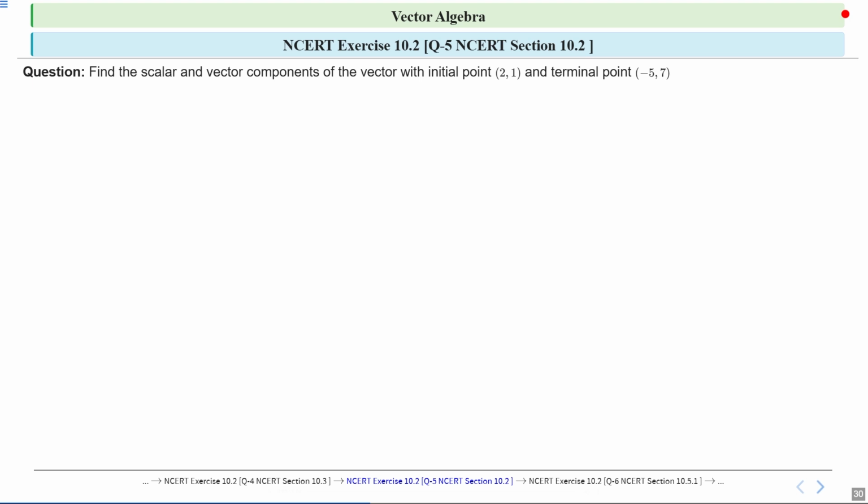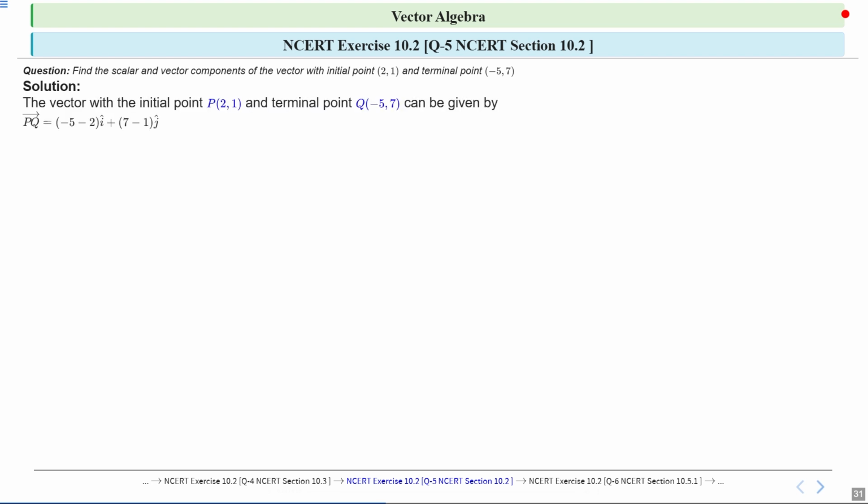Next, NCERT exercise 10.2 question number 5, which says: find the scalar and vector components of the vector with initial point (2, 1) and terminal point (-5, 7).